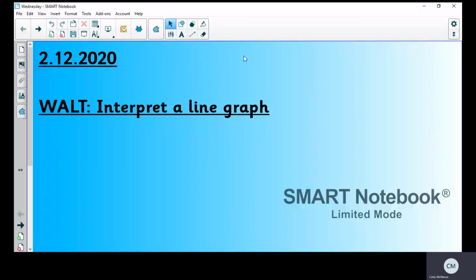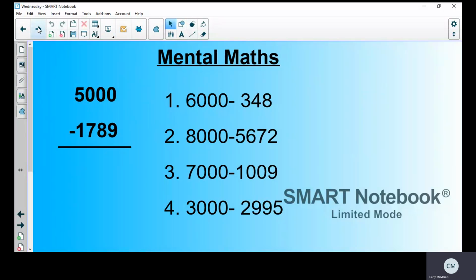So today we're going to carry on with data handling and I'm going to share my screen with you. So today we are going to interpret a line graph. So before we start, some mental maths for you to do.